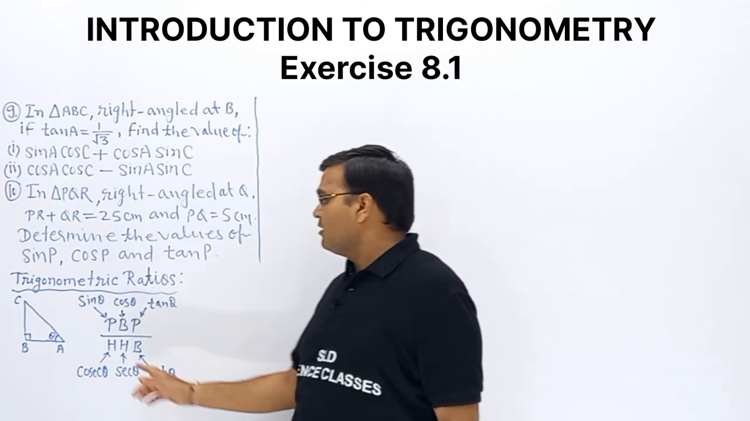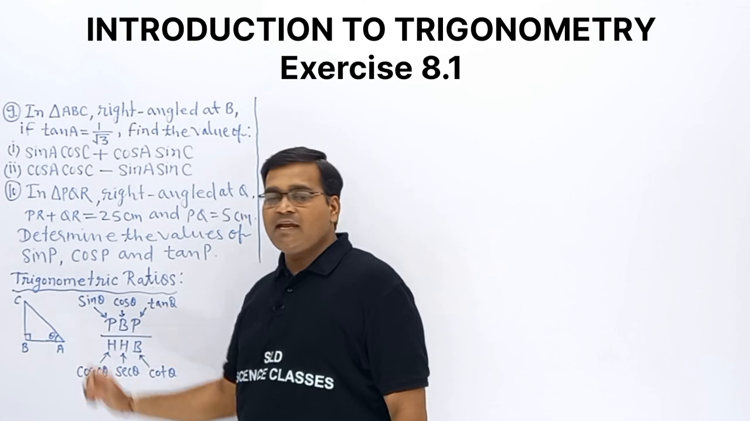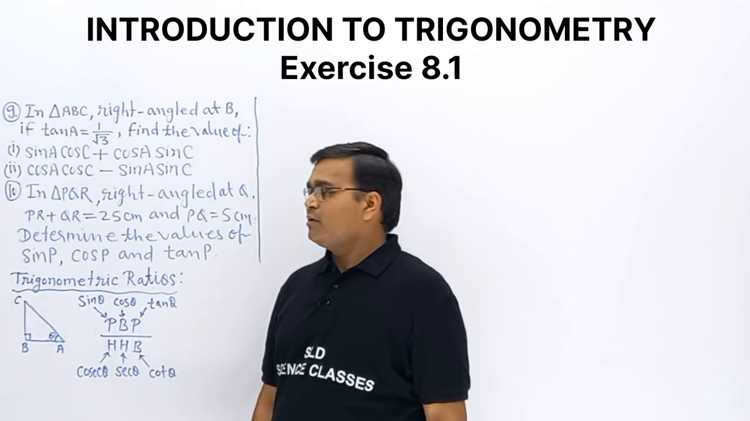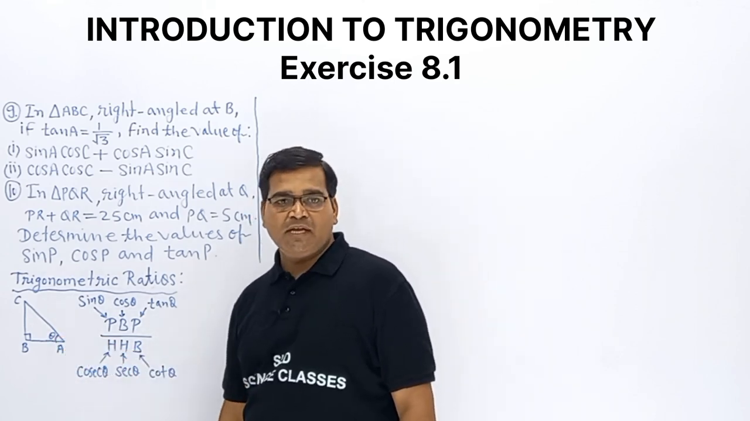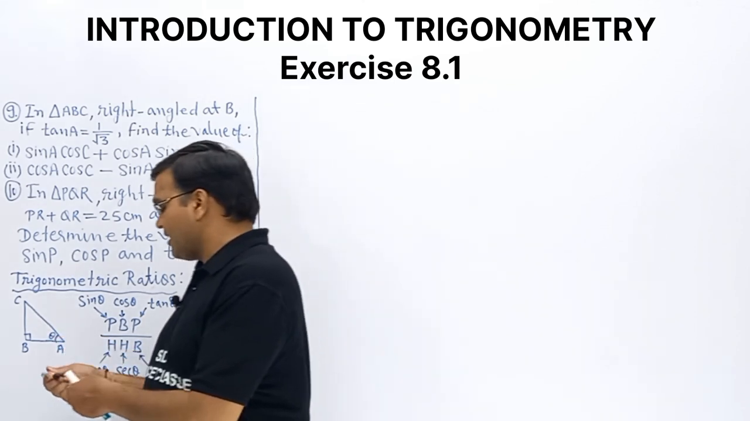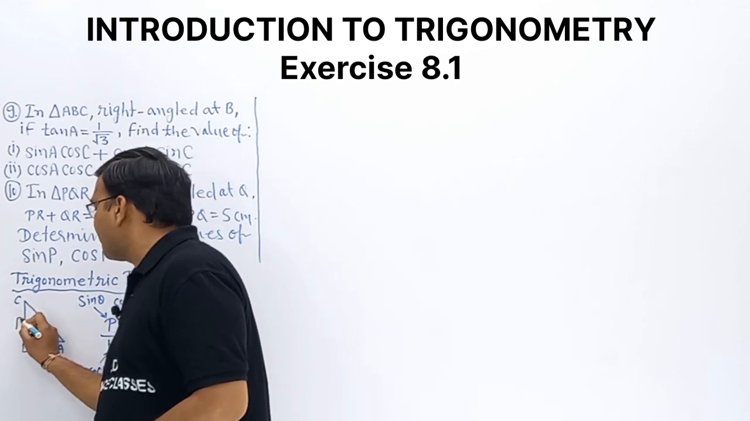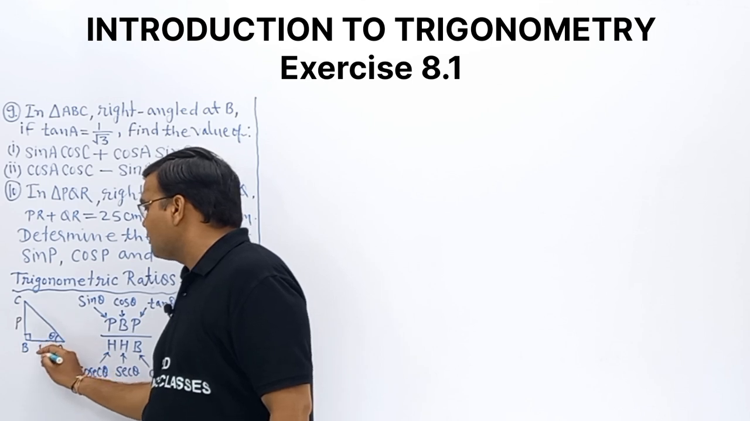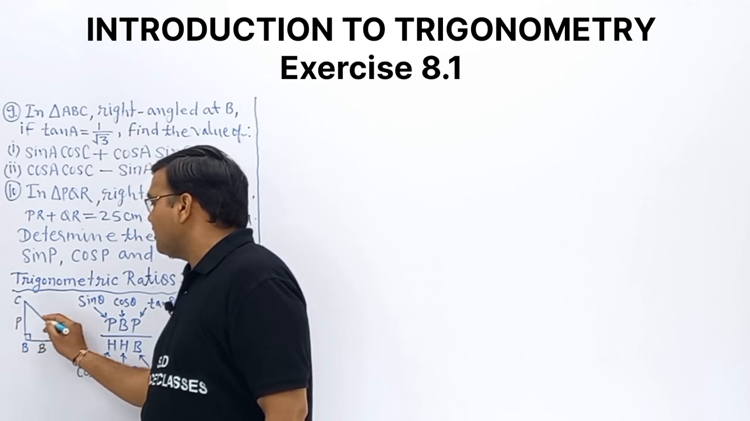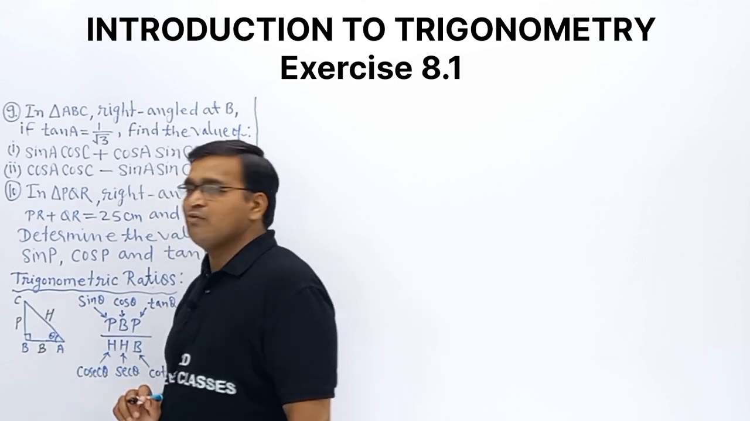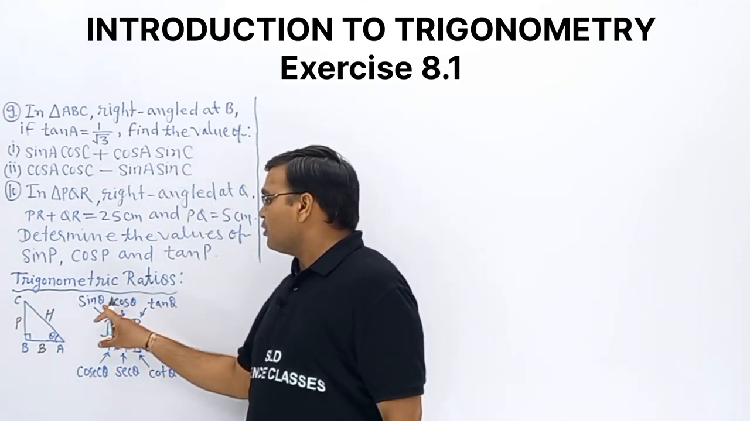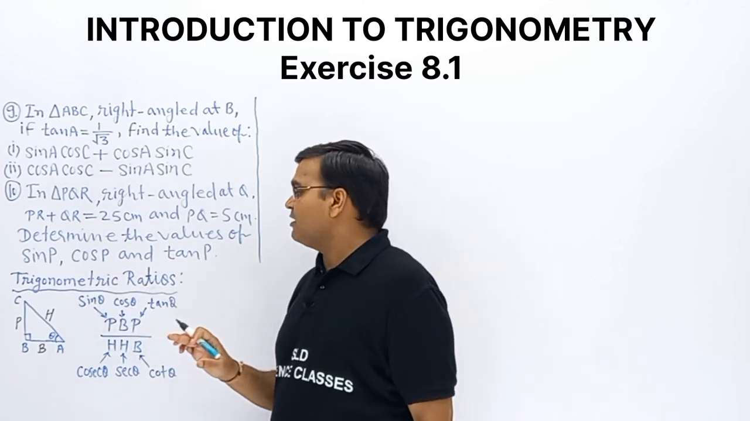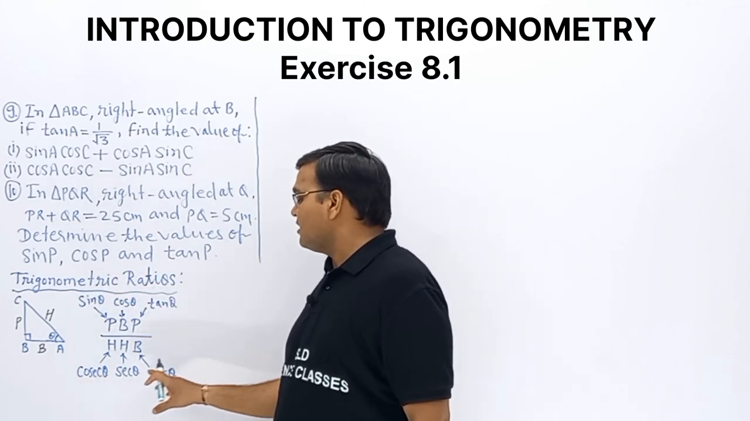In a right triangle, we have one angle of 90 degrees and the remaining two angles are acute angles. Once we take A as an acute angle, its opposite side will be the perpendicular, and its adjacent side will be the base. The side opposite the 90 degree angle is the hypotenuse. The trigonometry ratios are sin theta, cos theta, tangent theta, and the reciprocals of these three ratios will be cosec theta, sec theta, and cot theta.